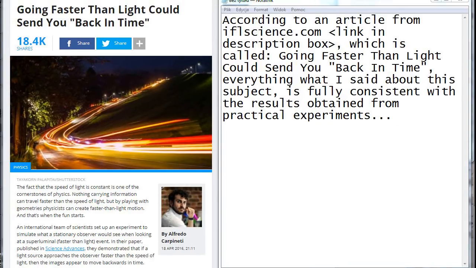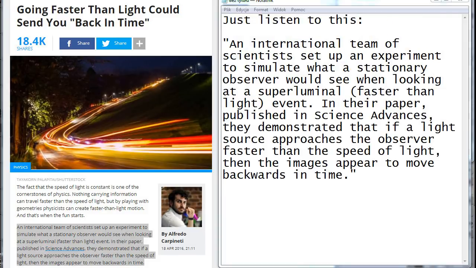According to an article from iflscience.com, which is called "Going Faster Than Light Could Send You Back in Time," everything I said about this subject is fully consistent with the results obtained from practical experiments. Just listen to this. An international team of scientists set up experiments to simulate what a stationary observer would see when looking at a superluminal, faster-than-light event. In their paper, published in Science Advances, they demonstrated that if a light source approaches the observer faster than the speed of light, then the images appear to move backwards in time.